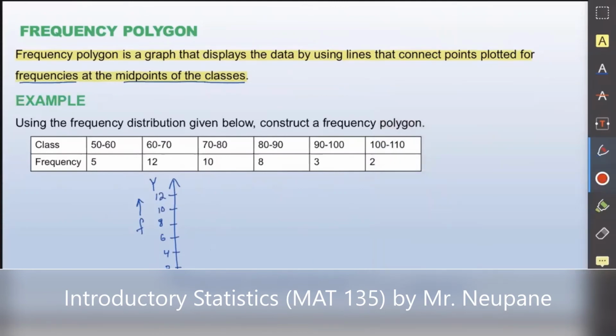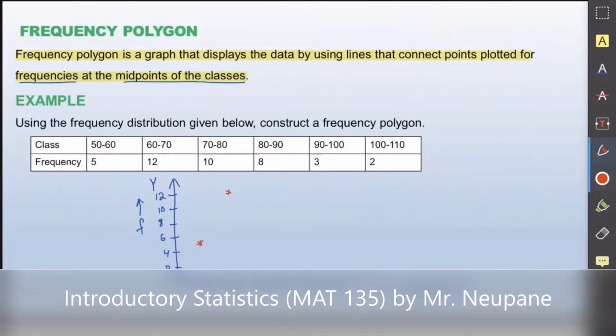Let's plot now. For the first class, what is the frequency? 5. So for this 55, you plot 5, because you're drawing the graph between the frequencies and the midpoints. So 55 and 5. Is that the right point? Yes. The next one is for 65. What is the frequency? 12. So 12 all the way up here. Can you see that? Okay.